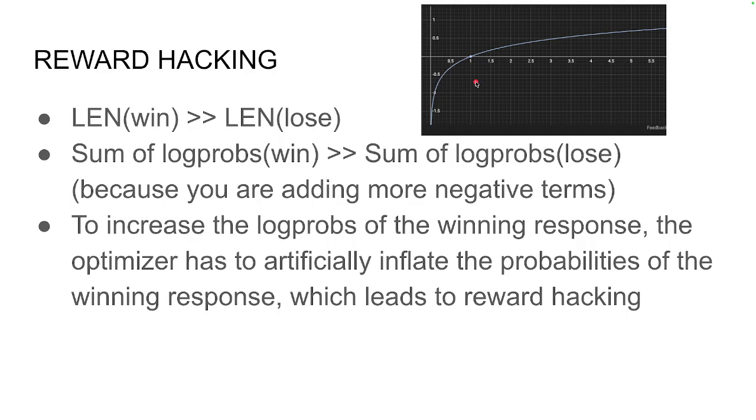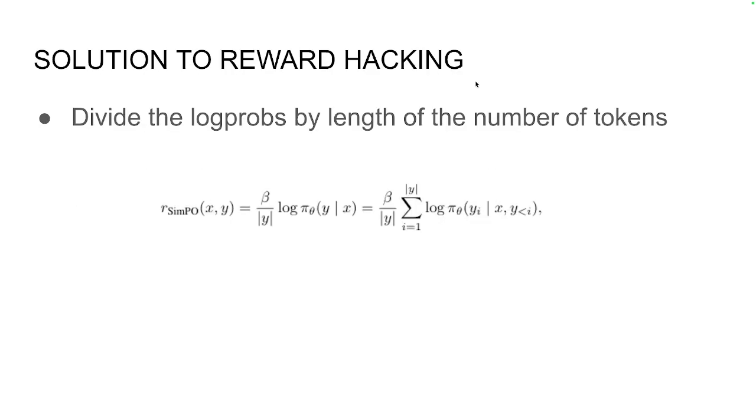So this is reward hacking. If you have a lot of big or longer responses for winning, you just artificially inflate the probabilities of the winning response, and this can lead to reward hacking. Also, sometimes the chatbot is very verbose, so it learns that if I increase my response length, then my loss could go down. So this is one of the problems with DPO, and the solution is pretty simple.